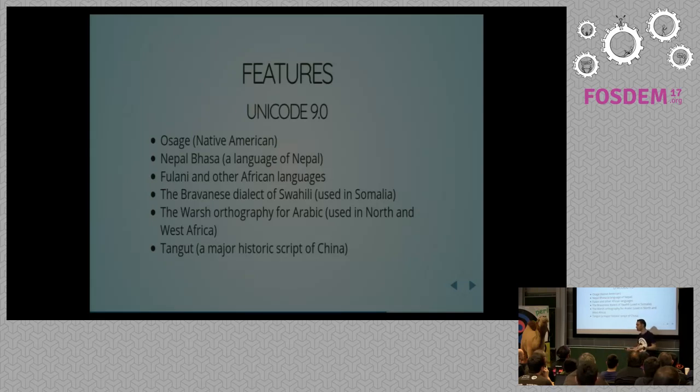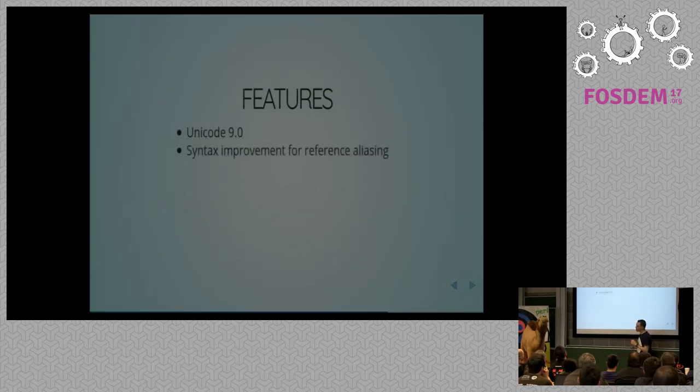And we can investigate these languages and research them much better. So it's very important and very good. Some additional features other than Unicode 9. Syntax improvement to ref aliasing, I mentioned that. The backslash goes after the my. We recognize version control markers. GCC does. Why shouldn't we?